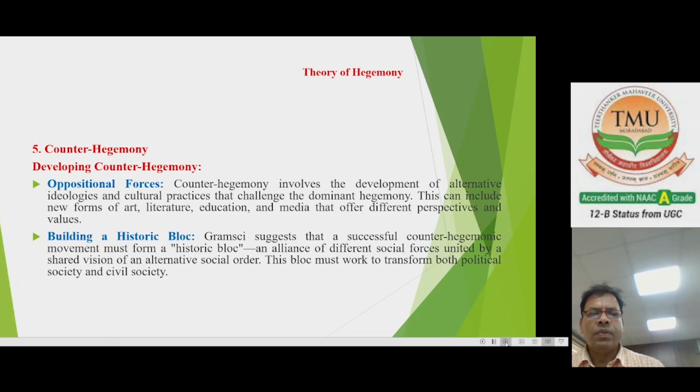This can include new forms of art, literature, education, and media that offer different perspectives and values. Building a historic bloc: Gramsci suggests that a successful counter-hegemonic movement must form a historic bloc, an alliance of different social forces united by a shared vision of an alternative social order. This bloc must work to transform both political society and civil society.